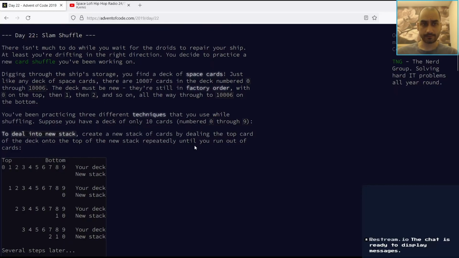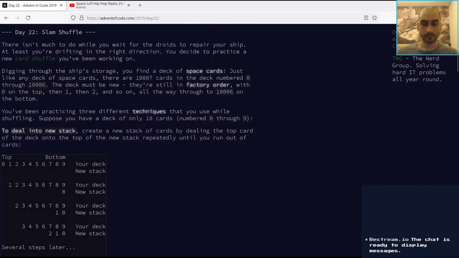Slam Shuffle. There isn't much to do while you wait for the droids to repair your ship. At least you're drifting in the right direction. You decide to practice a new card shuffle you've been working on. Digging through the ship's storage, you find a deck of space cards. Just like any deck of space cards, there are 10,007 cards in the deck, numbered 0 through 10,006. The deck must be new. They're still in factory order, with 0 on the top. Okay.